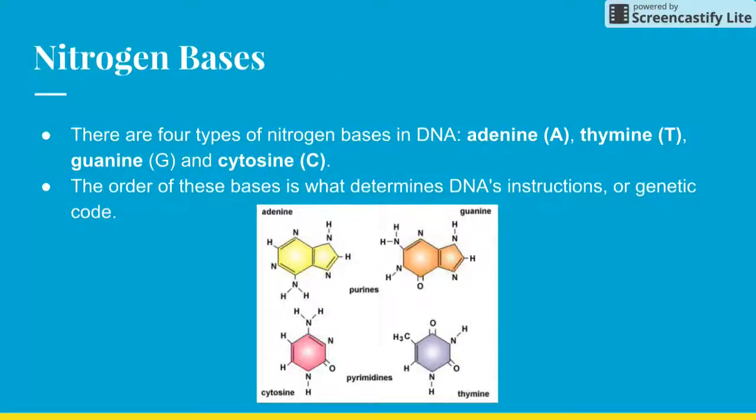One of the parts of a nucleotide is the nitrogen base. There are 4 types of nitrogen bases in DNA: adenine, thymine, guanine, and cytosine. We will use the symbols A, T, G, and C to represent these nitrogen bases. The order that these bases pair in is what determines DNA instructions or genetic code.